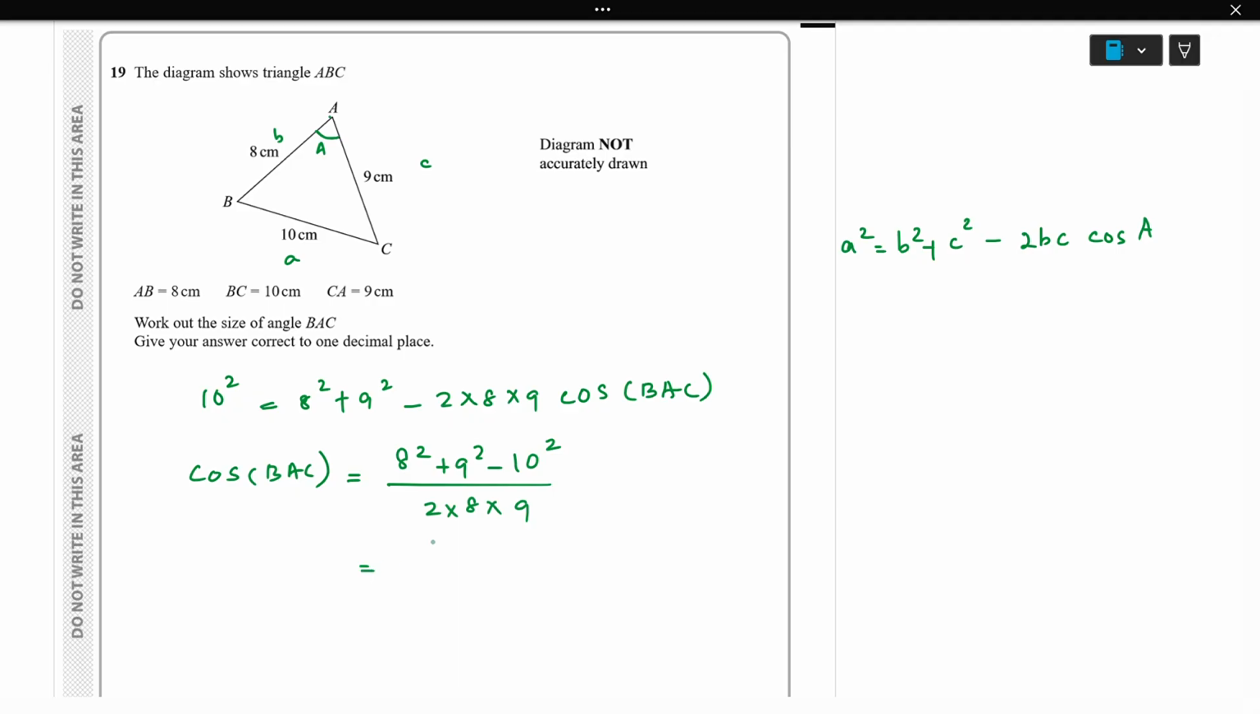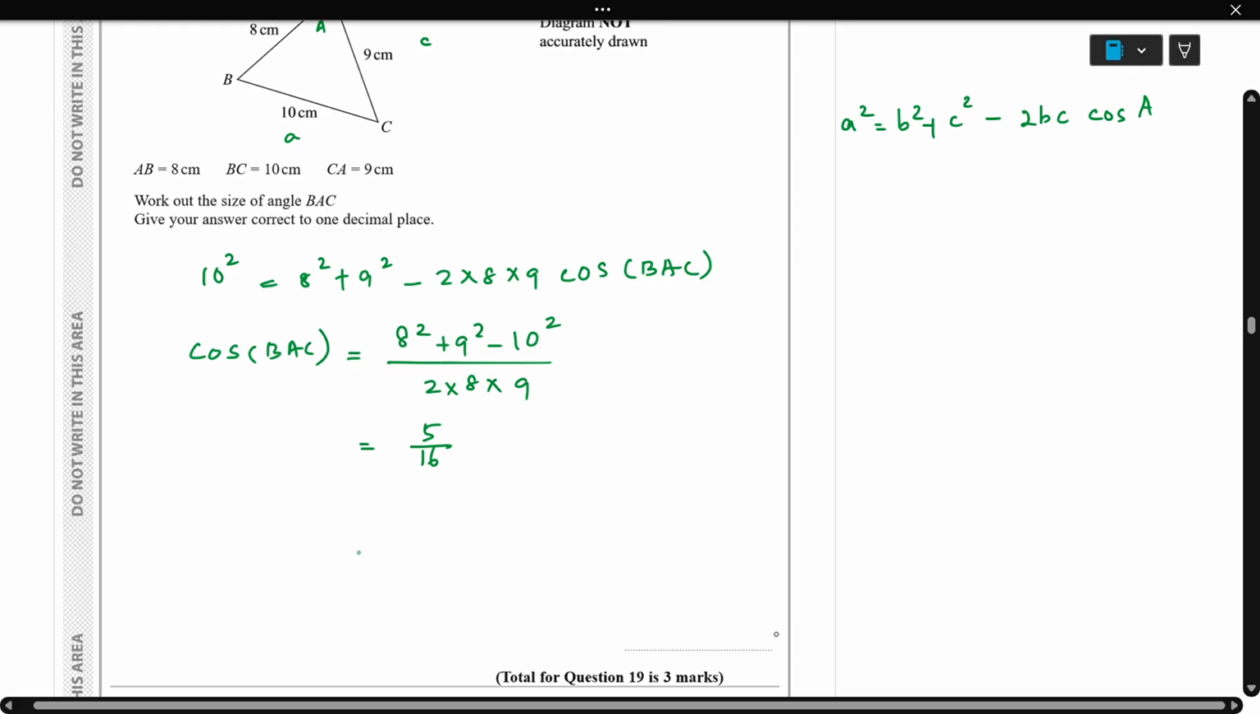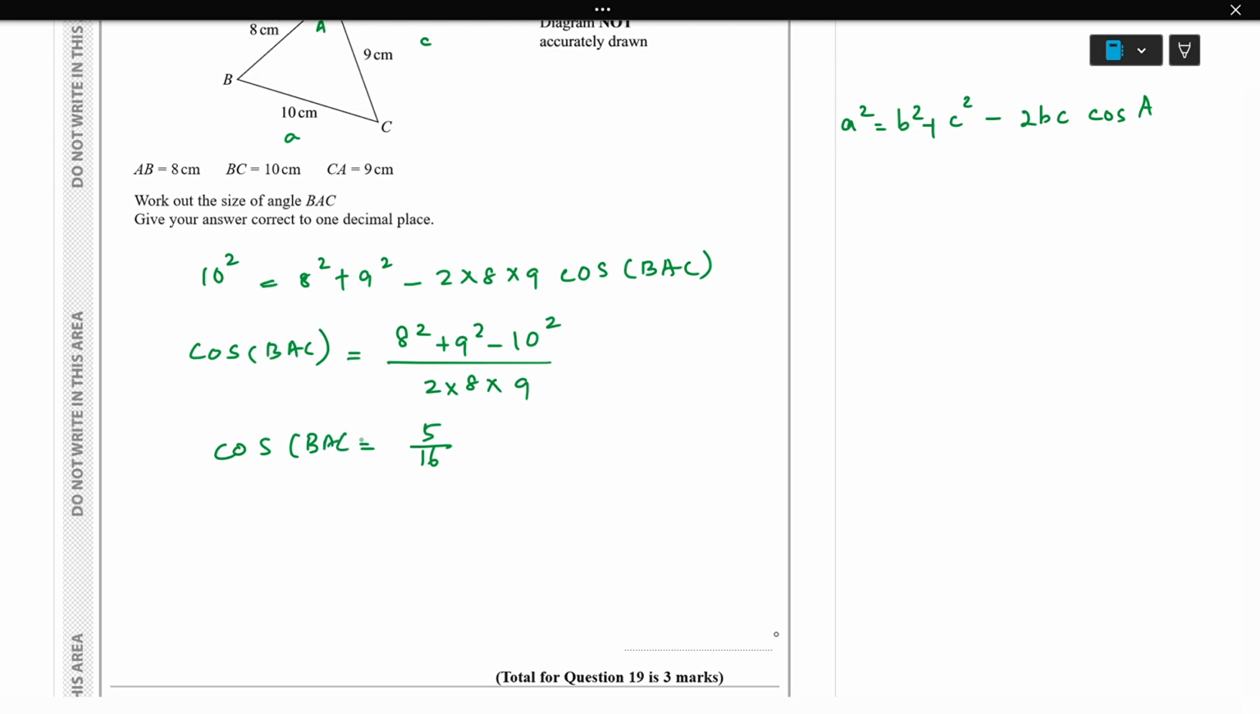So here when you simplify, our answer is 5 over 16. So this is cos of angle BAC. Next, angle BAC equal to cos inverse of 5 over 16, which is 71.79. But the question asks for 1 dp, so we'll round, and we'll get 71.8. The answer is 71.8 degrees.